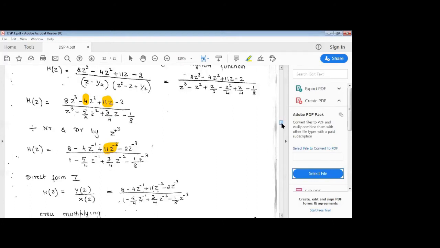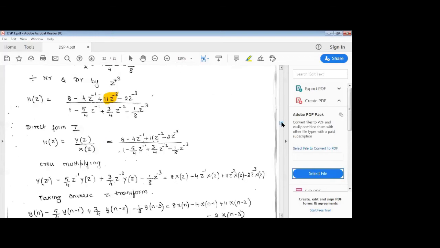This transfer function H of z I can write in the form of output by input, that is Y of z by X of z, where output is Y of z and input is X of z. So the same transfer function H of z I have written as Y of z divided by X of z, which is equal to the complete transfer function we have obtained in this particular case, that is 8 minus 4 z to the power minus 1, etc.